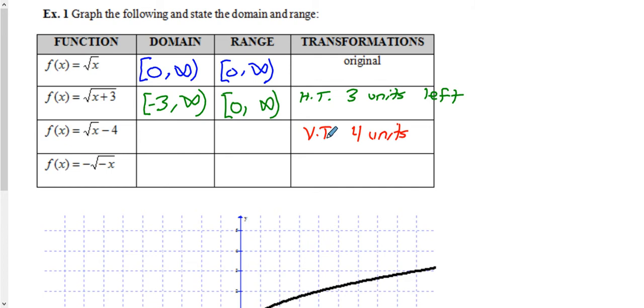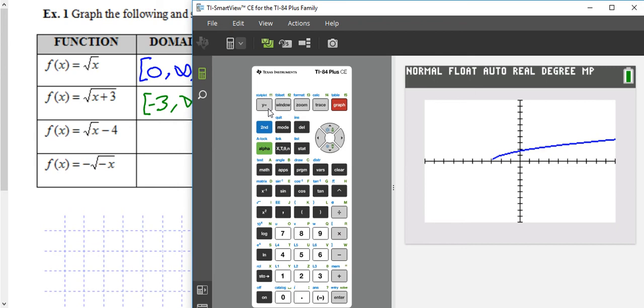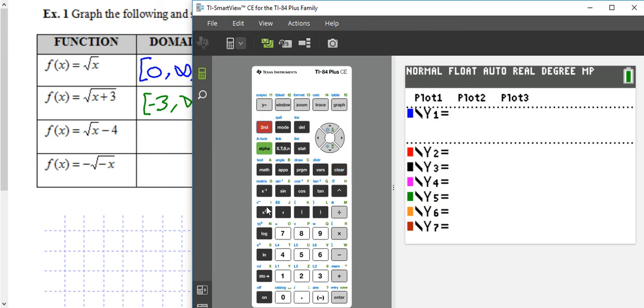And in this case, because it's a minus 4, we're going to go 4 units down. And of course, if we're going 4 units down, that should only affect our range, not our domain. But again, let's graph it out to double check. So here I'm going to just quickly type in my equation. So there's my root x.